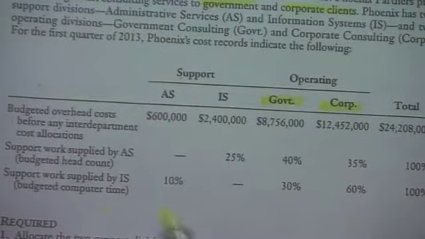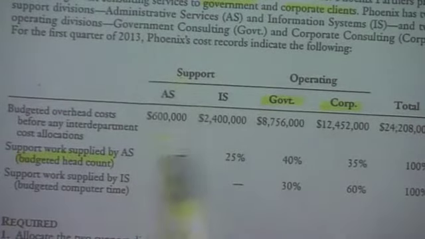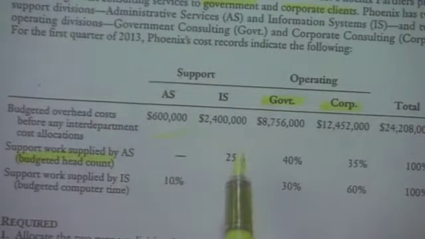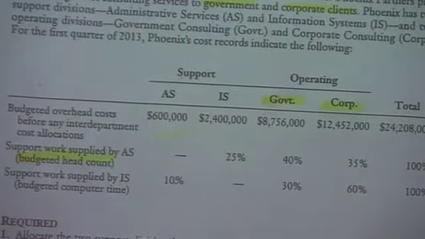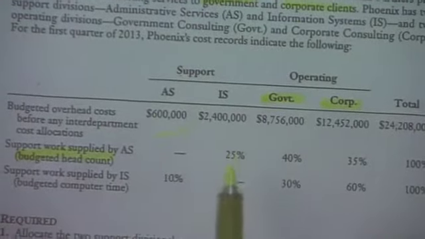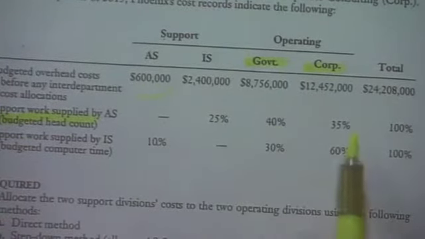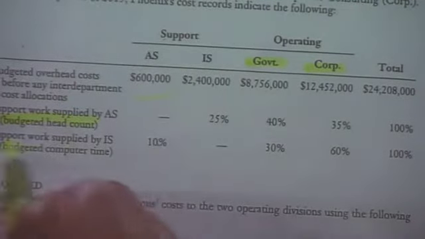Now, we're told that the support work supplied by AS is going to be based on headcount. So you'll see that the administration department uses headcount to allocate their cost, and obviously they don't allocate to themselves, but we're going to look at the fact that 25% of the headcount belongs to the IS department, 40% to the government, and 35% to the corporate. Then the next one says support work supplied by IS, and these are based on computer time.